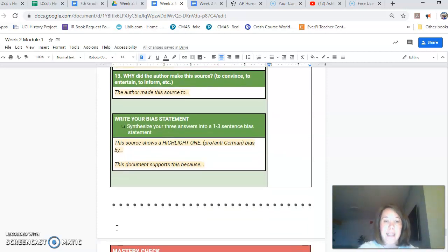You are writing your bias statement. Synthesize your answer into a 1 to 3 sentence bias statement. This source shows a pro or anti-German bias by. This document supports this because.